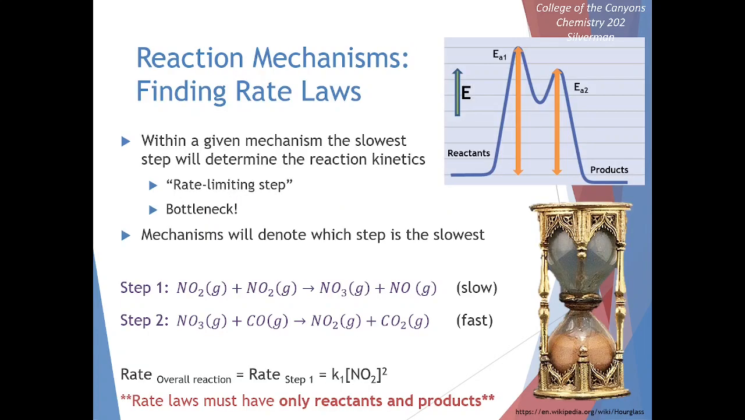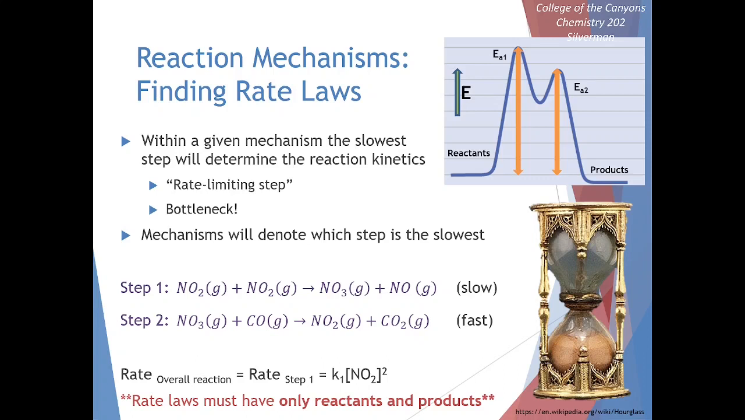All right, our goal was to determine our rate law for our overall reaction based on these mechanisms. And the way that we have to do this is by thinking about our rate limiting step. If you have a series of things that need to occur, we're limited by the slowest thing that can happen. Right? We have a bottleneck. We have a rate limiting step.